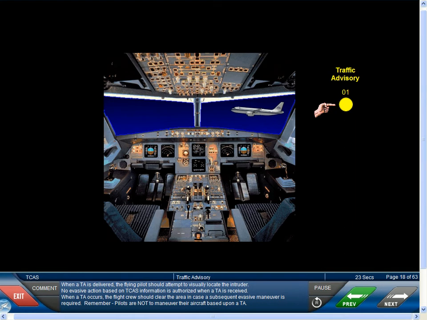When a TA is delivered, the flying pilot should attempt to visually locate the intruder. No evasive action based on TCAS information is authorized when a TA is received. When a TA occurs, the flight crew should clear the area in case a subsequent evasive maneuver is required. Remember, pilots are not to maneuver their aircraft based upon a TA.